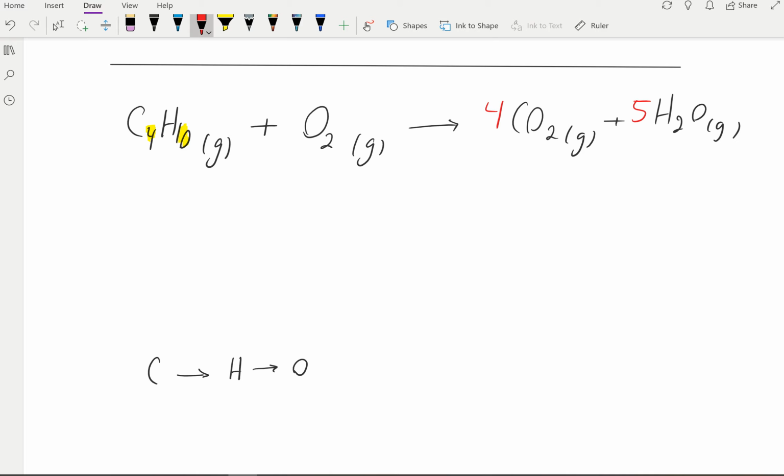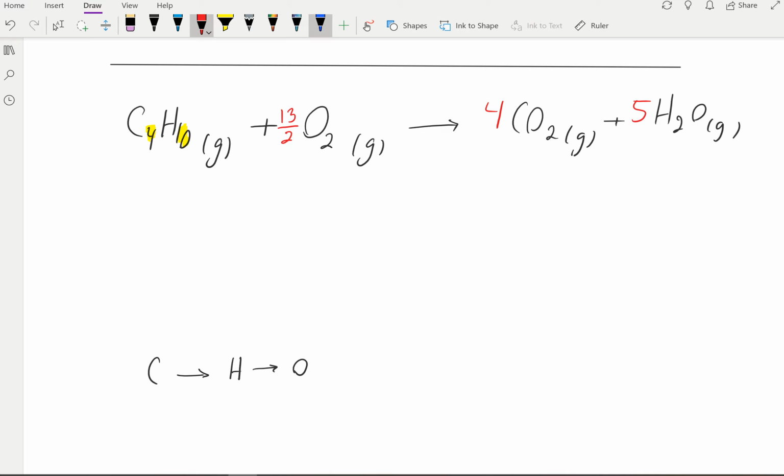How much oxygen do we have at the right side? 4 times 2, we have 8 here. 5 times 1, 5 there. So in total we have 13 oxygens at the right side. At the left side we must also have 13 oxygens. So I need to put 13 over 2 as a coefficient for the oxygen. If we multiply it by the 2 that we have here, it becomes 13. So this equation is balanced, but as you know, we cannot have a fraction or decimal as a coefficient.